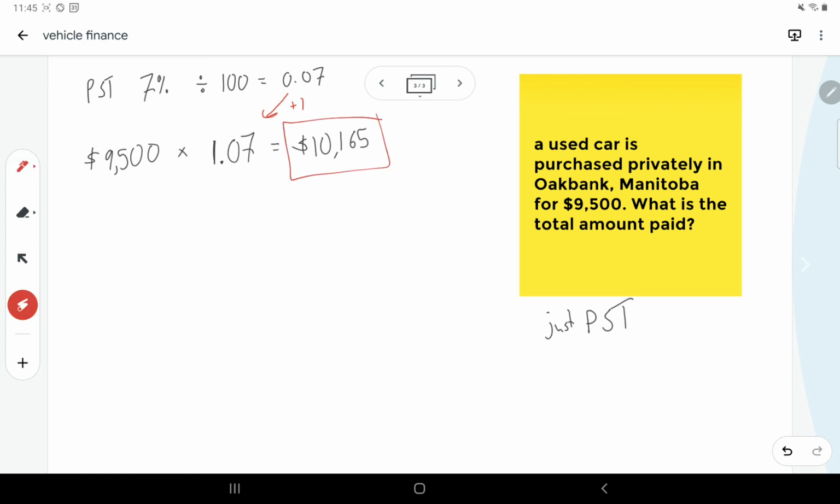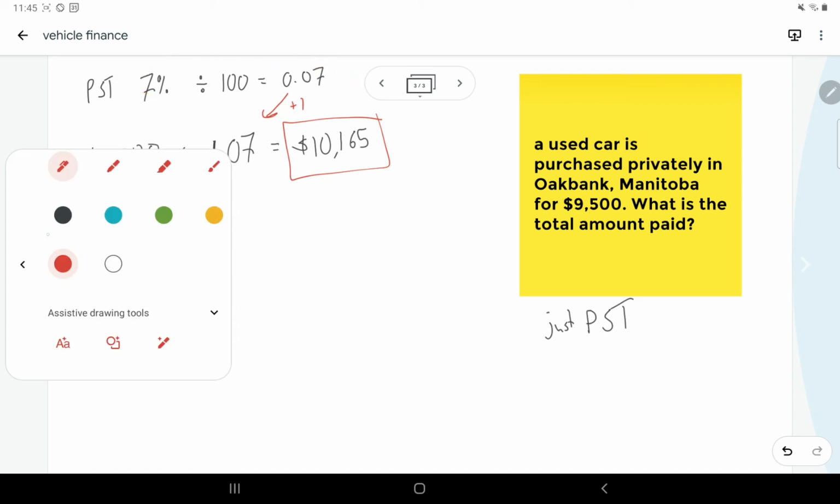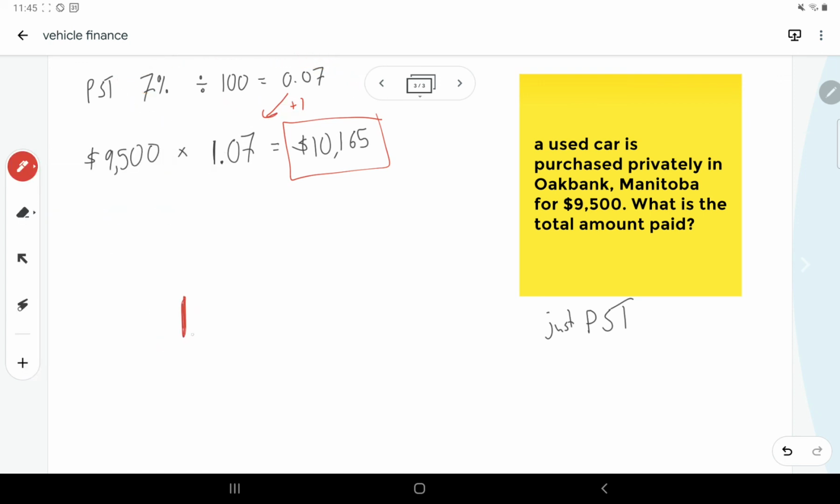Now if you get really good at this, you don't even have to do this step. You can just recognize that it's going to be 1 point whatever your rate is. So if it's 7%, it'll be 1.07. If it's say 5% for GST, it's 1.05. If it's 12% for both, it'll be 1.12. And so on for whatever taxes you happen to have. This will add the taxes in and give you the total.